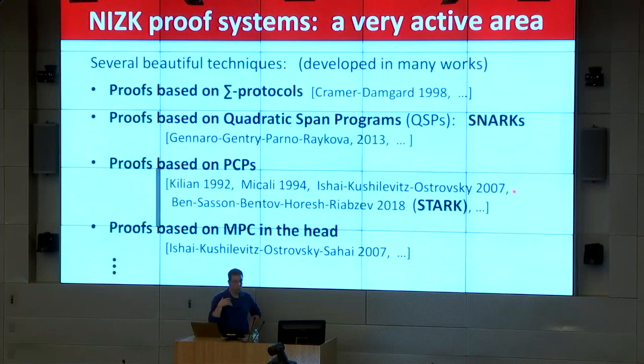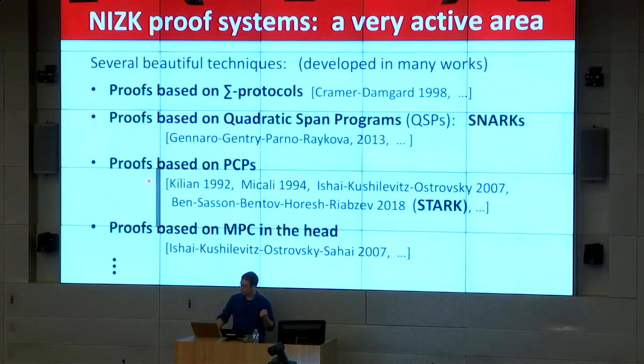Okay, so the question is now, how do we implement these range proofs? Non-interactive zero-knowledge is an amazingly active area of research. There are beautiful technologies that have been developed over the years, and I just listed a few here until I ran out of space on the slide, so I apologize if your favorite technique or paper is not on the slide. For example, there are proofs using what's called sigma protocols developed back in the 90s. There are proofs based on what's called quadratic span programs. These are called SNARKs that you may have heard of.